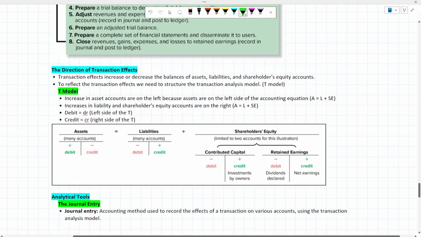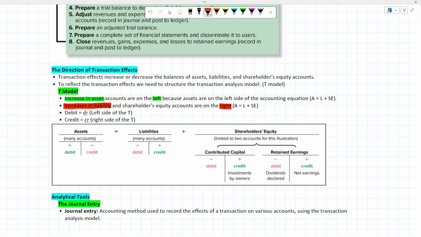So, the direction of transaction effects. Transaction effects increase or decrease the balances of assets, liabilities, or shareholders' equity accounts. To reflect the transaction effects, we need to structure the transaction analysis model, which we call the T model. So increases in asset accounts are on the left, because assets are on the left side of the accounting equation. So assets equal liabilities plus shareholders' equity. Increases in liabilities and shareholders' equity accounts are on the right. So let me highlight that actually. Increases in assets are on the left. Increases in liabilities are on the right.